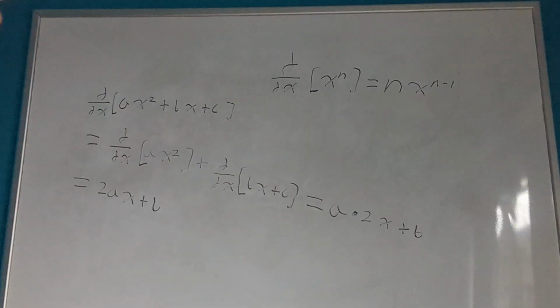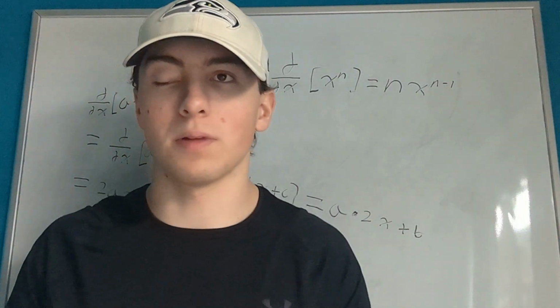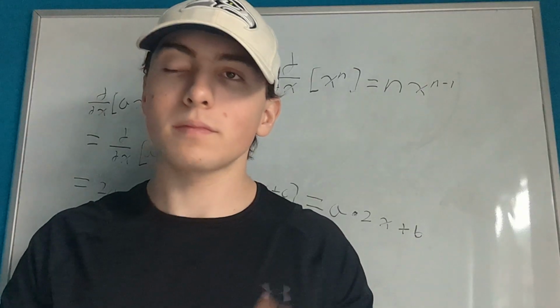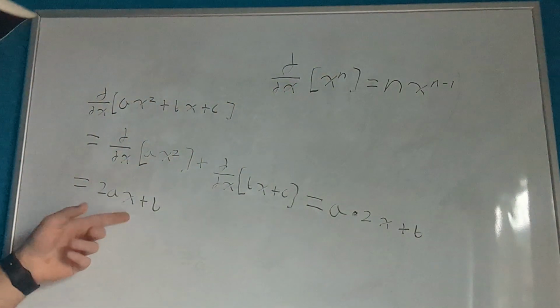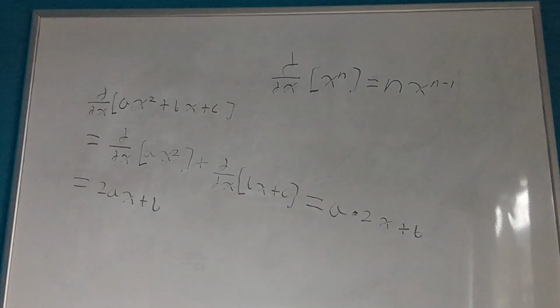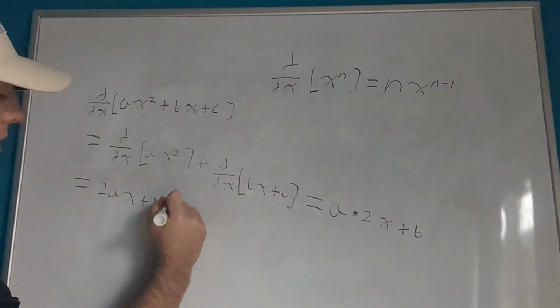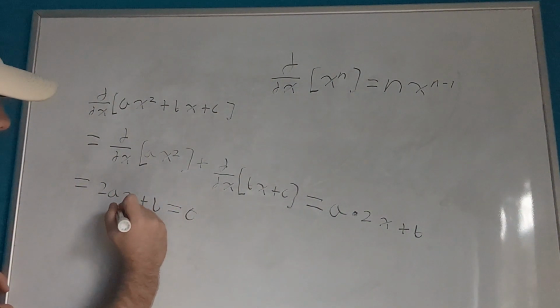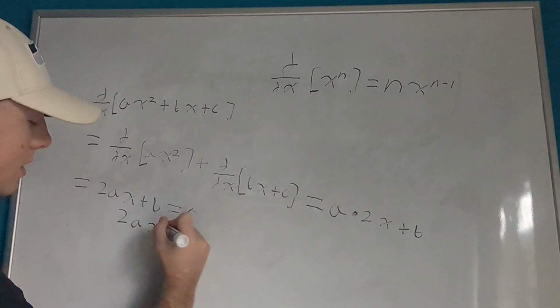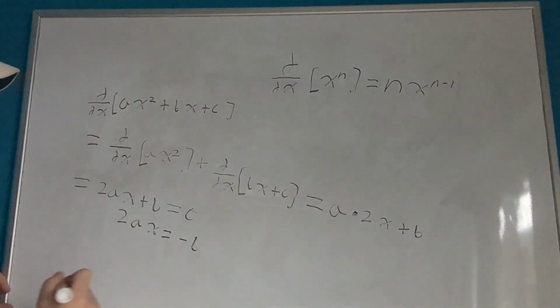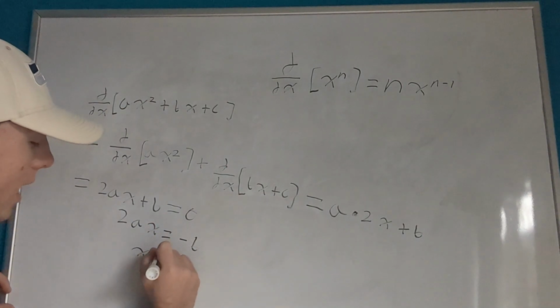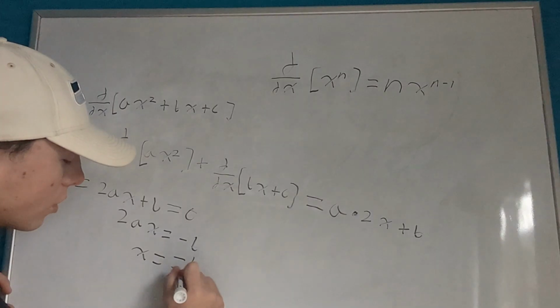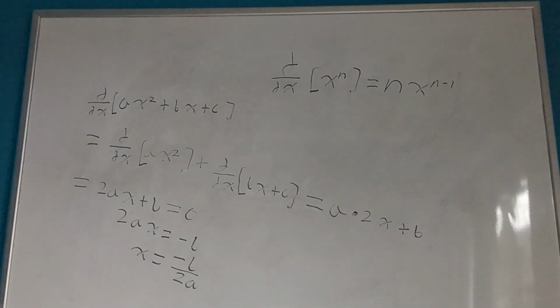Now, we're trying to find the x-coordinate of the vertex, because this is what the formula does. This is the formula for the slope of ax squared plus bx plus c, and we know the slope at the vertex is 0. So we're going to set this equal to 0 to find x. We start with subtracting b, so we get 2ax equals negative b. Then we can divide both sides by 2a, and we get x equals negative b over 2a. And there is our formula.